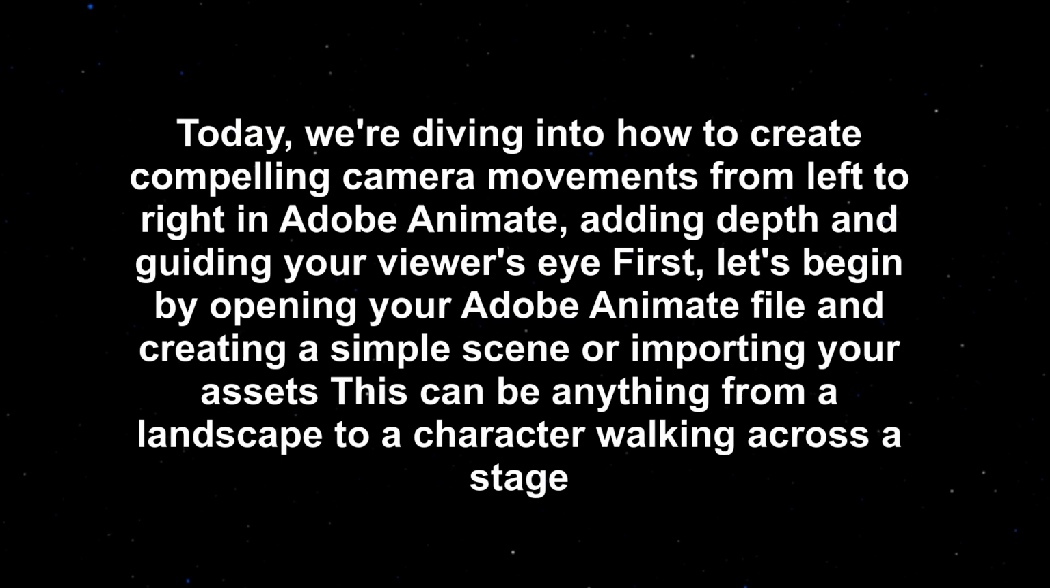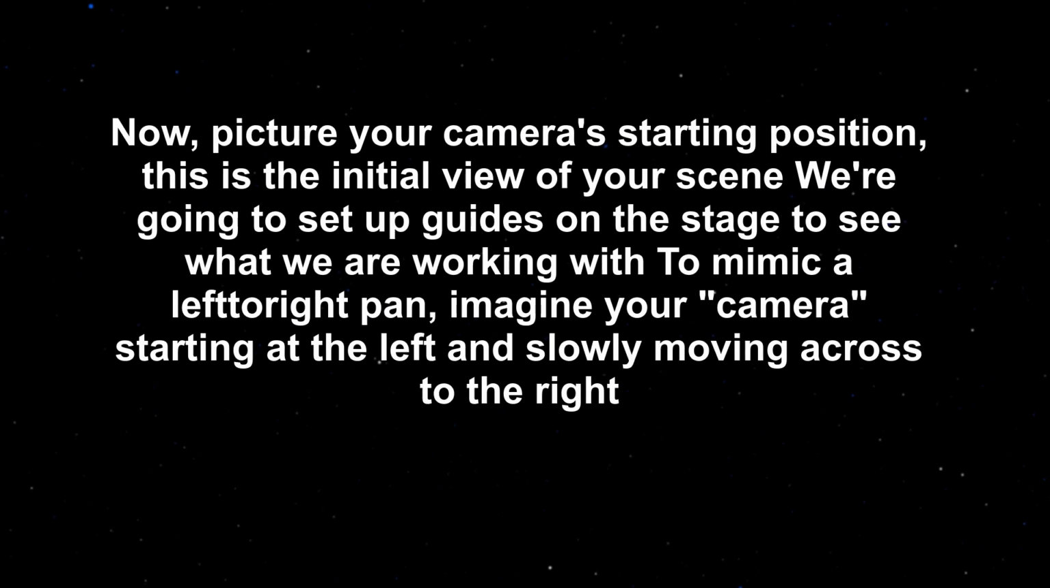Let's begin by opening your Adobe Animate file and creating a simple scene or importing your assets. This can be anything from a landscape to a character walking across a stage. Now, picture your camera's starting position. This is the initial view of your scene. We're going to set up guides on the stage to see what we are working with to mimic a left-to-right pan. Imagine your camera starting at the left and slowly moving across to the right.